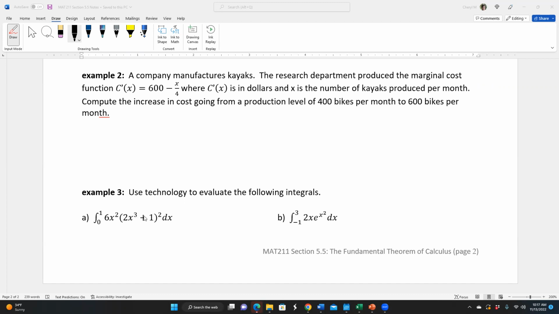If I look at this, my inside function appears to be the 2x cubed plus 1. So we're going to let u be 2x cubed plus 1. That means the derivative of u, or differential, would be, we'd use the power rule and get 6x squared. The 1 would become 0, and that would be dx. I see here that I have my du, the 6x squared dx. That's my du. And my u is the 2x cubed plus 1. So this would become, if we use substitution, the integral of just u squared du.